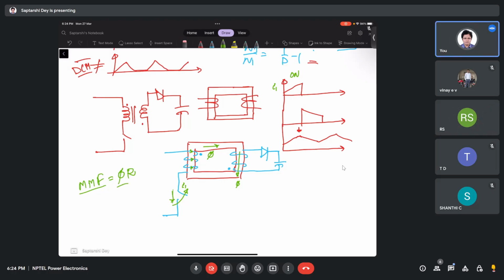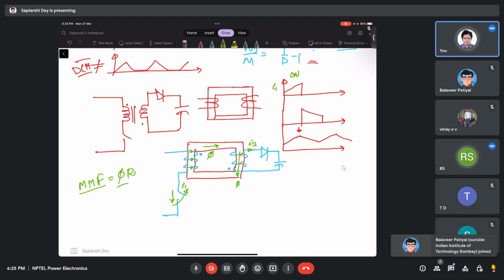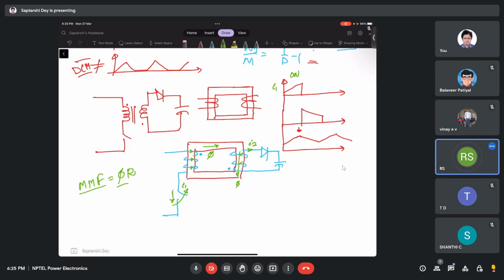Now as soon as it tries to be 0, look at the flux at the secondary limb. This flux in this direction is trying to drop, so the secondary side will now try to create a flux which is downward. Now again apply the right hand screw rule, you will see that the secondary will try to create a current like this. So this will immediately turn on the diode. As soon as the switch in the primary side is opened, that would immediately turn on the diode in the secondary side. So there is no way that the flux will come to 0 at any moment.